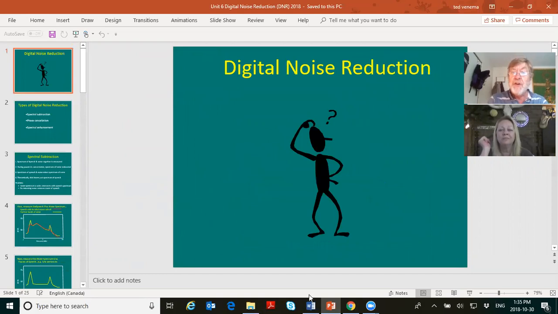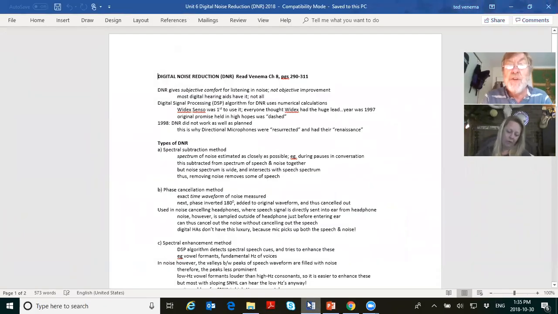All right, let's look at our notes. Digital noise reduction. Read Venema, chapter 8, pages 290 to 311. Digital noise reduction, DNR. Look what it says in line number 1, right off the bat. DNR gives subjective comfort for listening in noise. Subjective means the heart. That's what you feel. Make sure you like it. But it doesn't objectively improve speech recognition in noise. Most digital hearing aids have it. Not all, but I think just about all of them use it. Digital noise reduction is used almost everywhere.